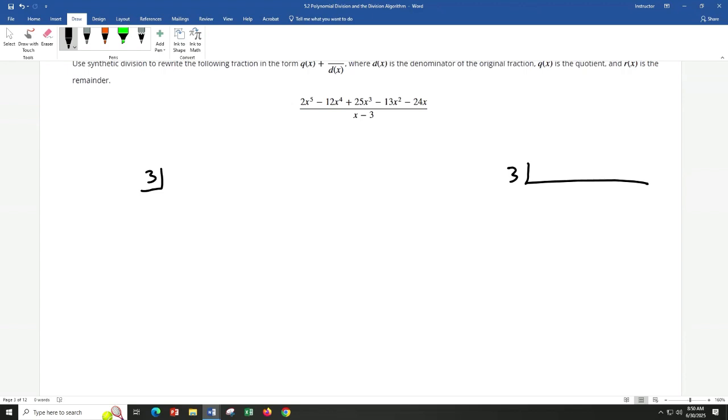Now you're going to write all your coefficients. Okay, these guys right here. Starting with your leading one, working your way down. So I have a 2. I have a negative 12. I have a 25. I have a 13. And then what do I have? After the 13, what should I put down? Exactly, I got a 0. Because there's no x to the power of 1. There isn't one, so I got to put a 0 there. It's like a placeholder, okay?